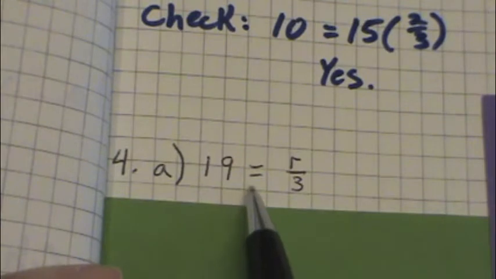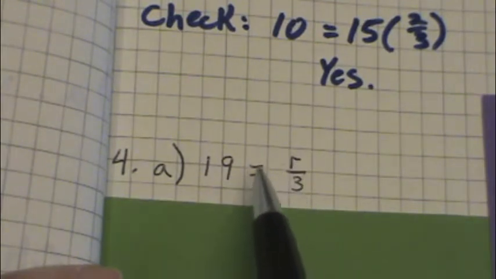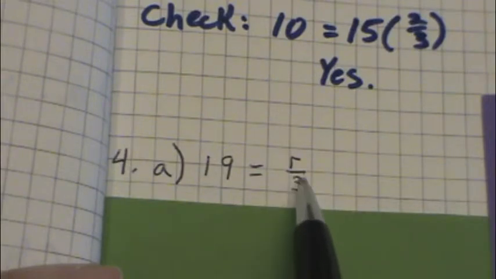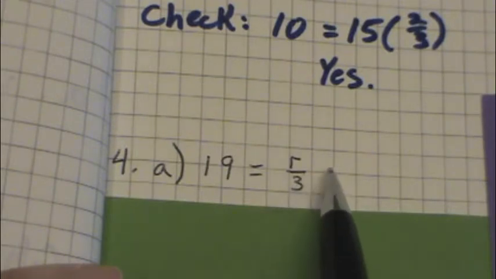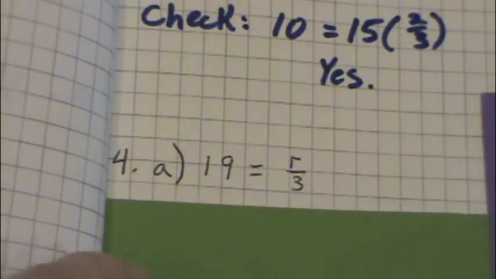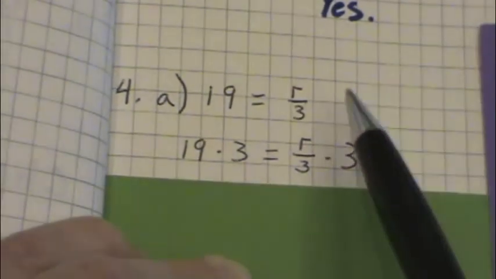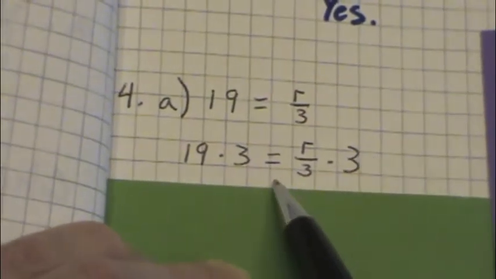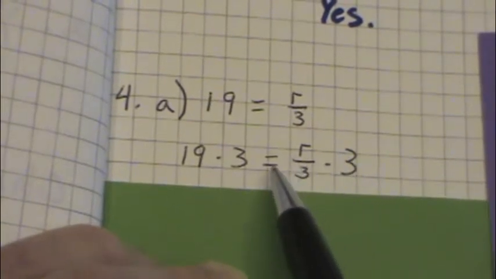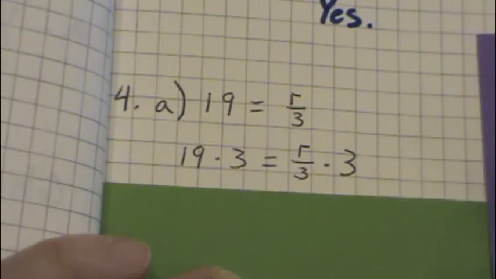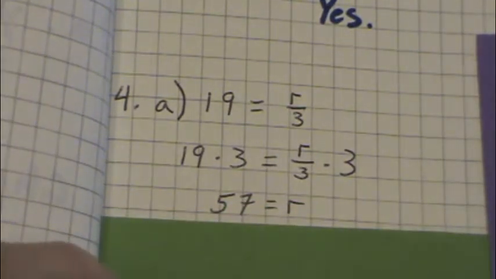Problem A, 19 equals r over 3. Well, we have to isolate this r, but it's being divided by 3. So what's the opposite function of division? That's right, multiplication. So we're going to multiply each side by 3, because that will clear that denominator, and we will be able to isolate r. r is equal to 57.